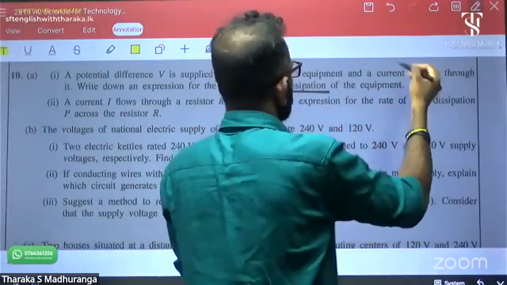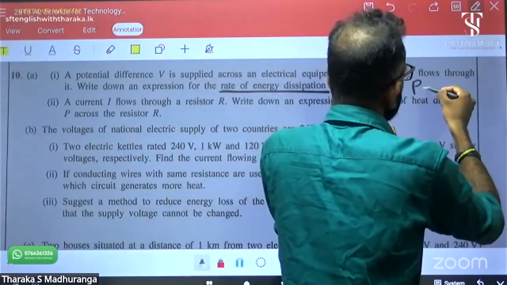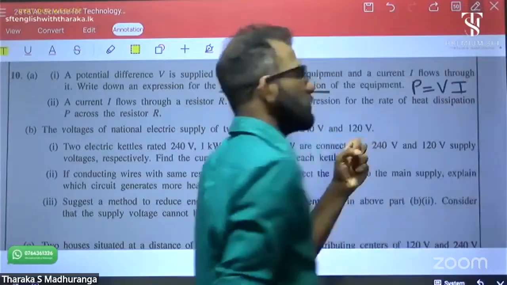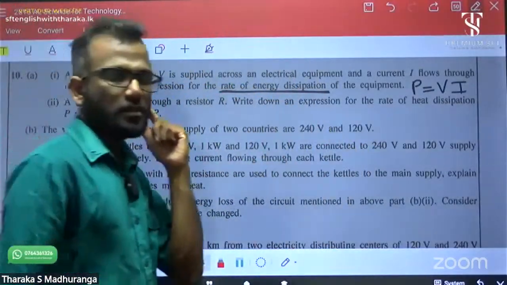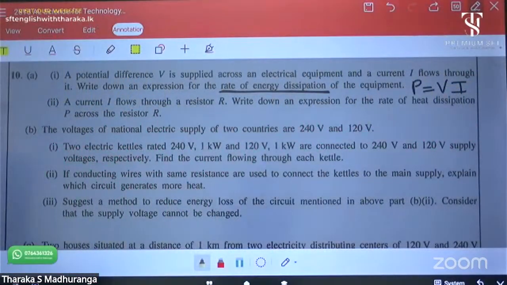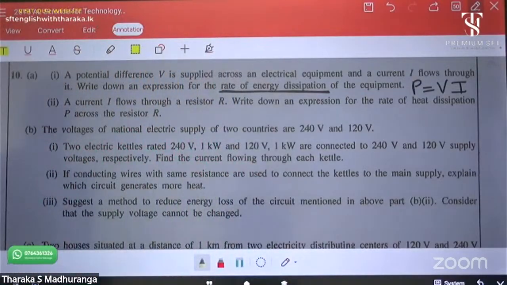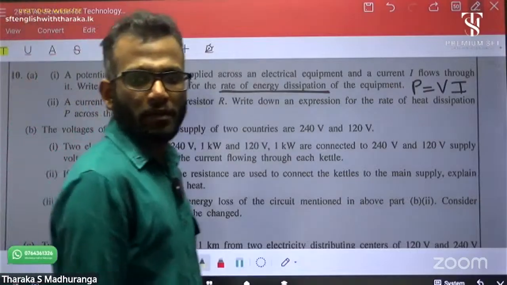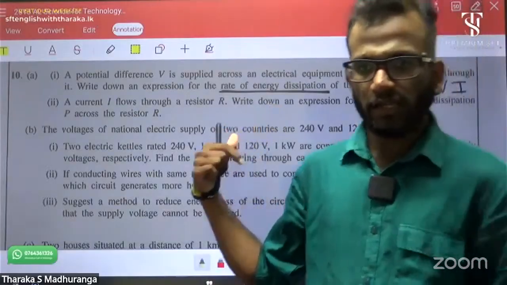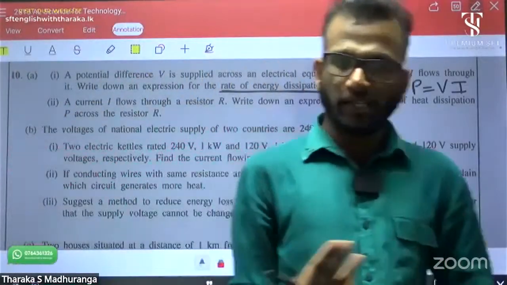The potential difference V and current I. Okay, what is the equation? P equal V I. Very simple. This is the basic equation, right? P equal V I. That's the first answer. Who corrected this? Dehini, correct? P equal V I. That's the basic equation that we discussed in the theory lesson.